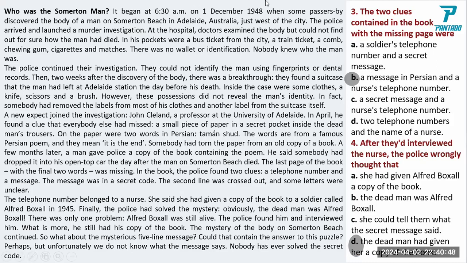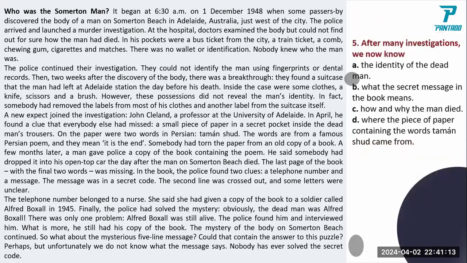Okay, so the two clues contained in the book with the missing page were a secret message and a nurse's telephone number. After they had interviewed the nurse, the police wrongly thought that the dead man was Alfred Boxall. Okay, number five.